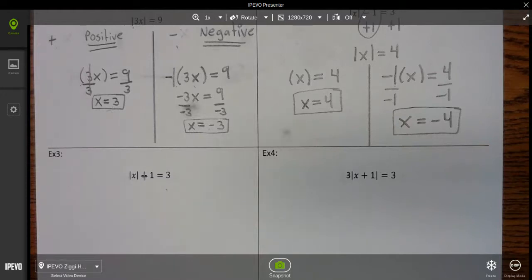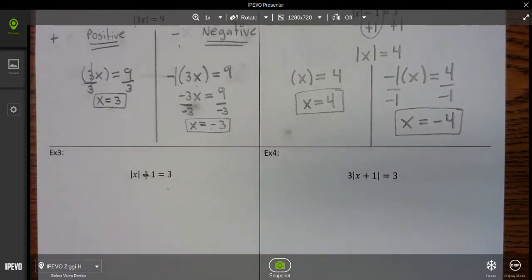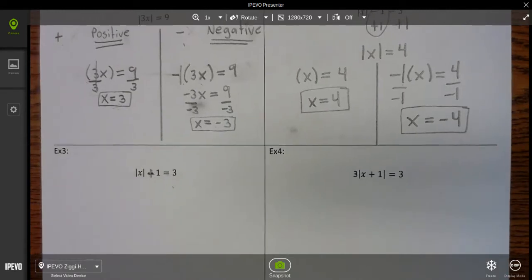Okay, so pause the video. Now that you've fixed the mistake that I made, let's make that a minus to a plus. Now I want you to try example 3 on your own. And then once you've worked it all out, then play and see if you got example 3 correct.